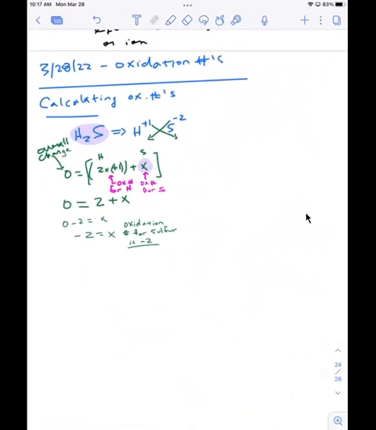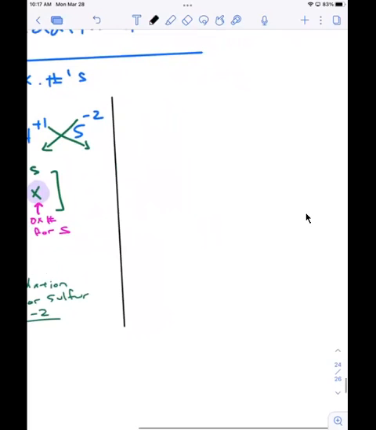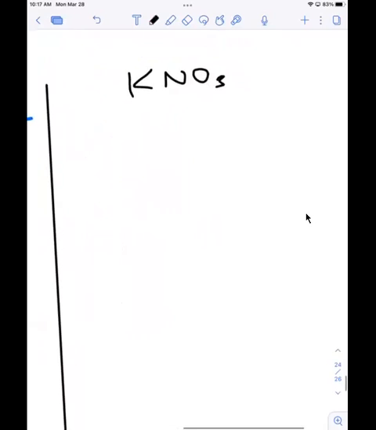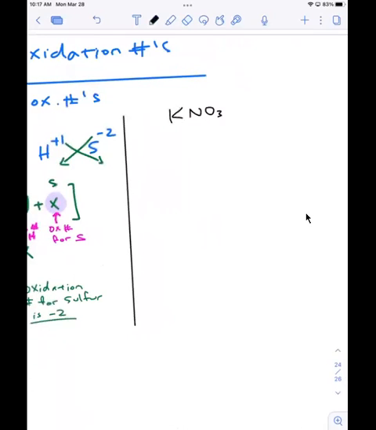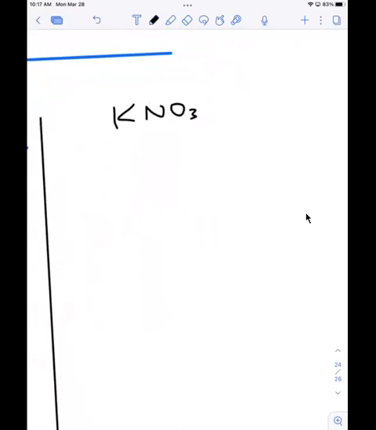So let's do another example. Are there any questions about that? All right. So the oxidation number on sulfur in this case is -2. Let's do another example where we have a compound with more than 2 atoms. It's going to be KNO3. Can somebody tell me what the name of this compound is? Potassium nitrate. Excellent.